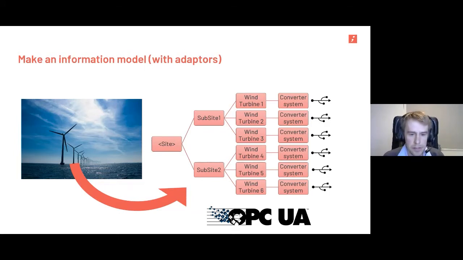So this is a little bit RES inspired, I guess. You have a site here, a wind farm, and then you have some subsites, each with some wind turbines, and all of the wind turbines would have a converter system that's converting the energy into electricity. And we can look at these converter systems as these adapters. So this is now the USB icon, and you can plug things in here.